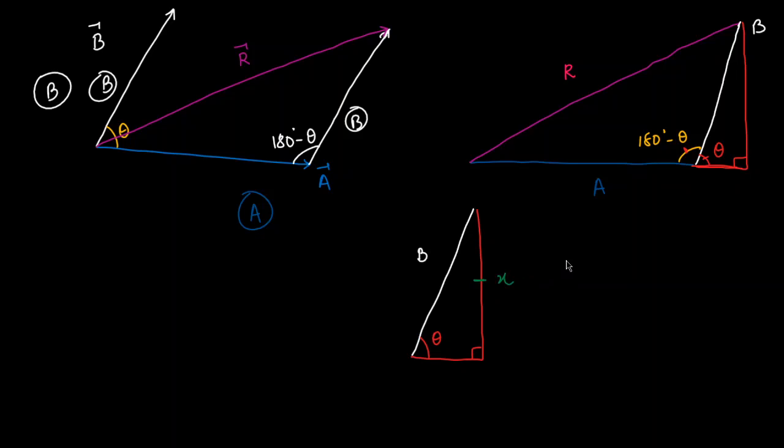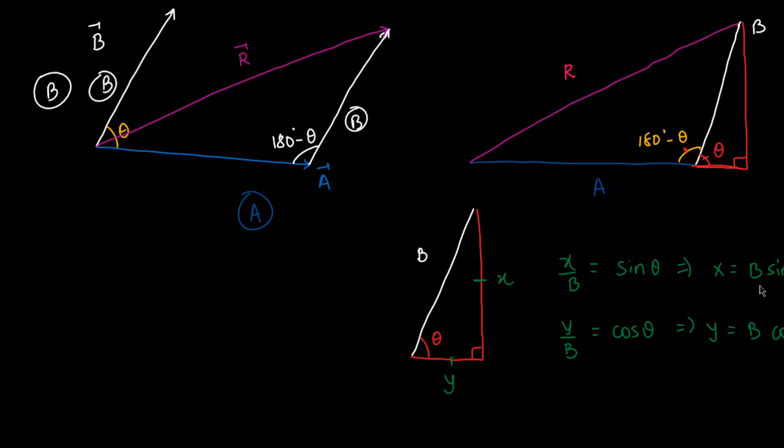So if this side is x, then x over b is equal to sine of theta. And that means that x equals b multiplied by the sine of theta. Similarly, if this is y, then y over b is equal to the cosine of theta. And that means y is equal to b times the cosine of theta.